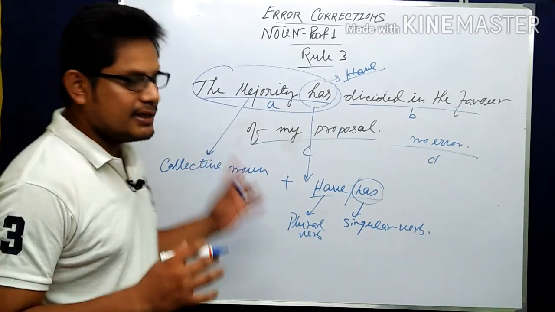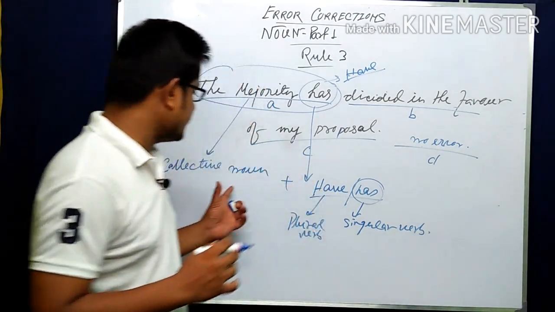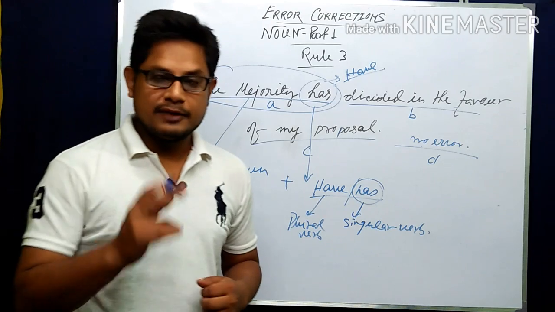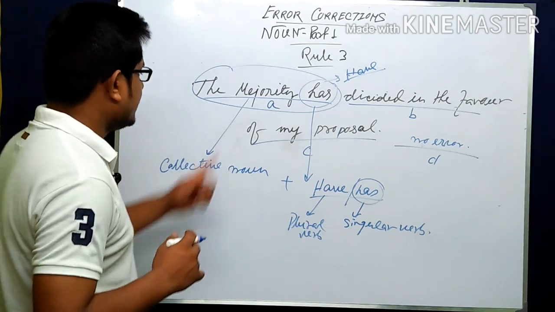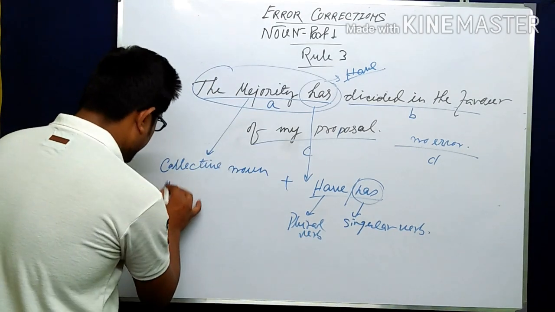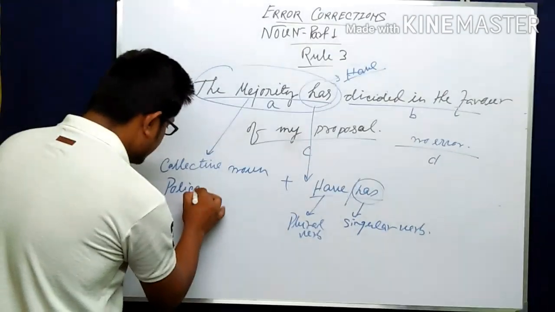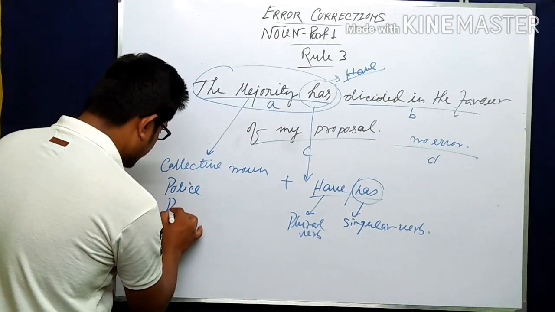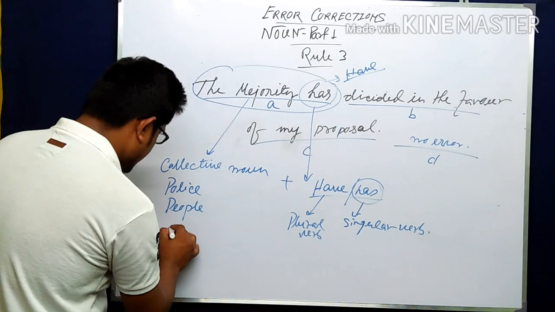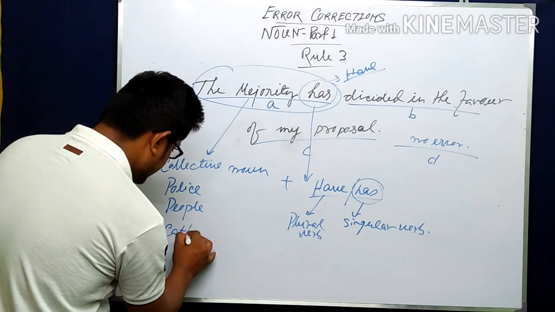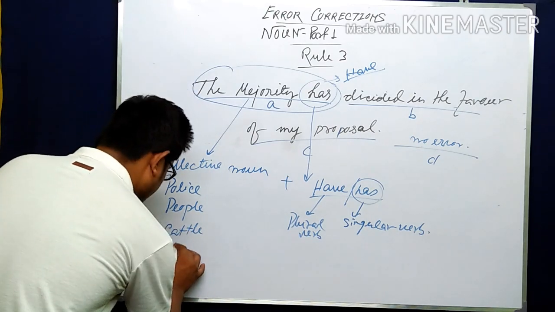So there are many such collective nouns that are used in plural form. Let me give you some examples. Like majority, you can use police, right? You can use people, you can use cattle, you can use staff.